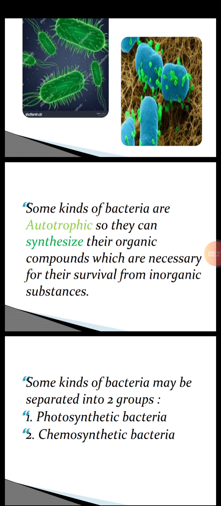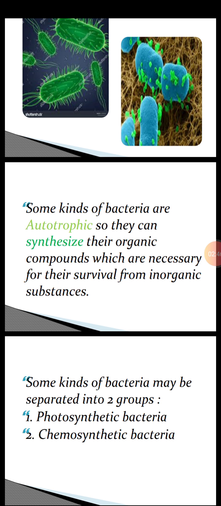Some kinds of bacteria are autotrophic. Autotrophic means they are able to make their own food, having some pigments. So they can synthesize their food organic compounds which are necessary for their survival and growth from inorganic substances.